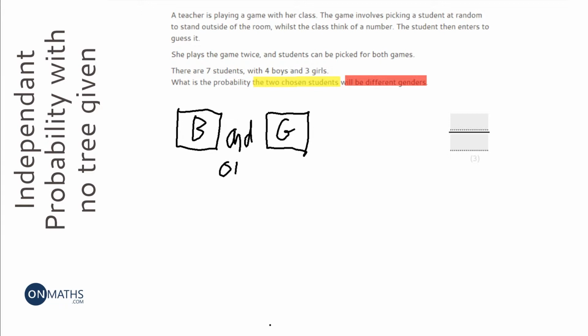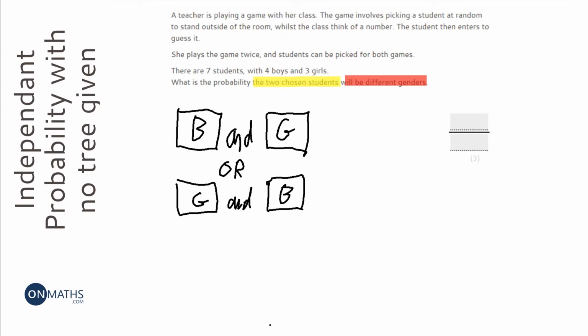Or we could have a girl and then a boy. So those are the 2 outcomes that would happen for us to have 2 chosen students that were different genders. So we're going to change that into maths.